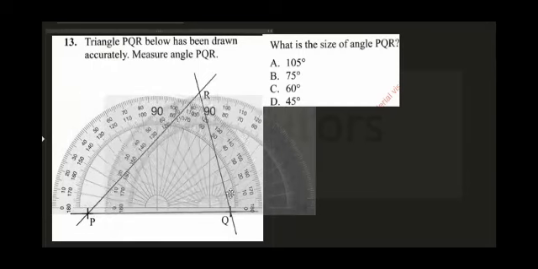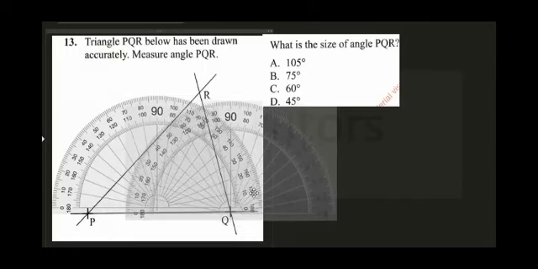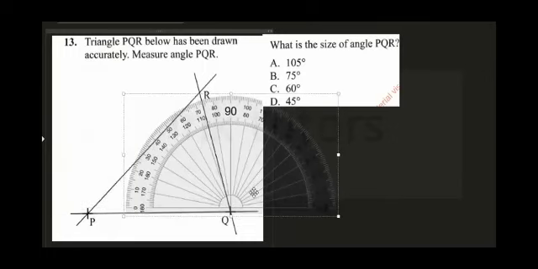I need to shift the compass, so I will need to shift it to this place. Okay, so now we want to measure angle PQR. Now this is it. So this is 70, this is 71, 72, 73, 74, 75. So from here I'm getting 74, which is approximately 75. So the correct answer here is B.